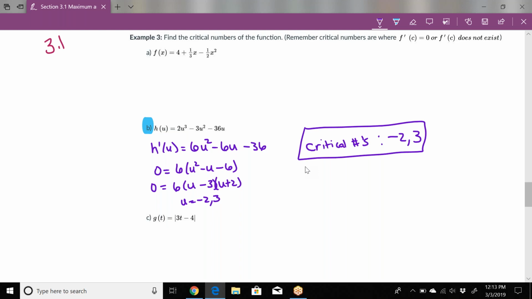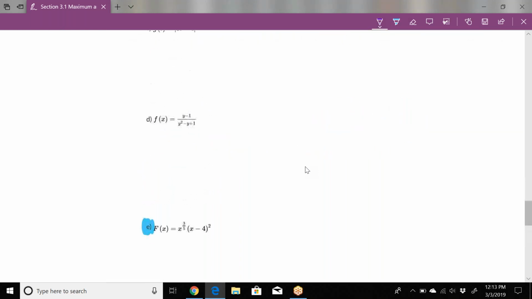Okay, so let's do one that's a little bit more interesting. We did some fraction ones in class. We talked about the absolute value. Let's do one that's a product rule. So this is big F of x equals x to the 3/5 times x minus 4 squared. So if we want to take the derivative, we're going to have to do the product rule.